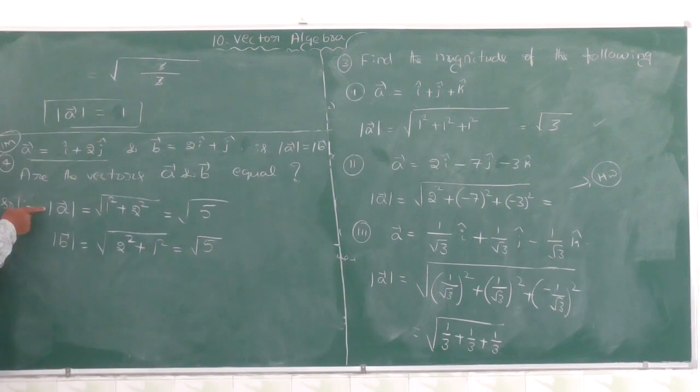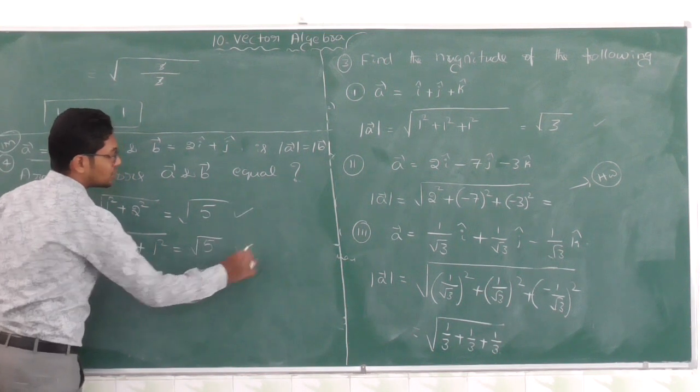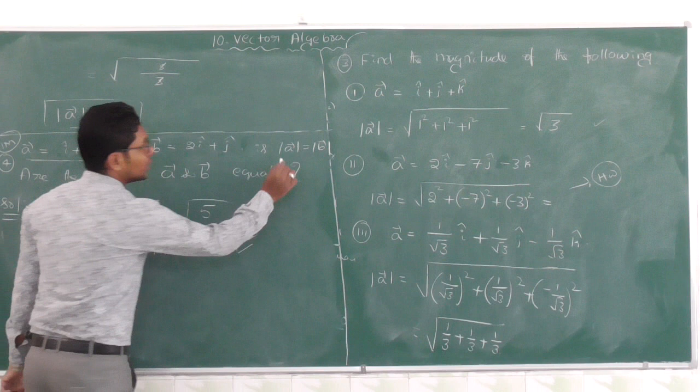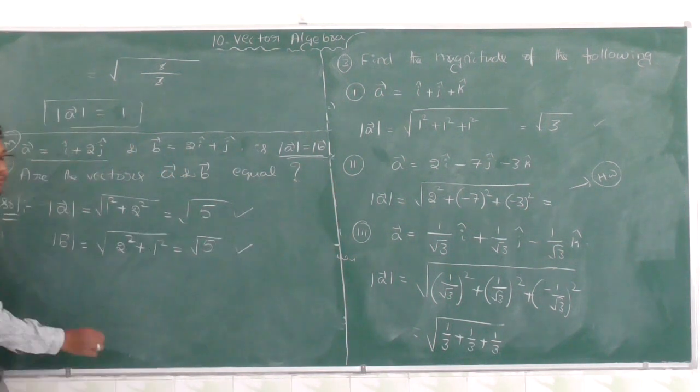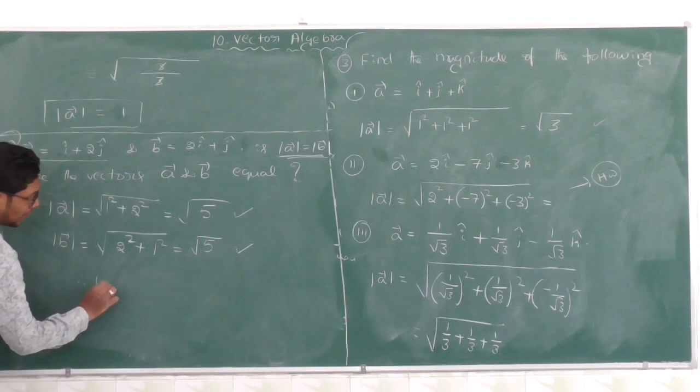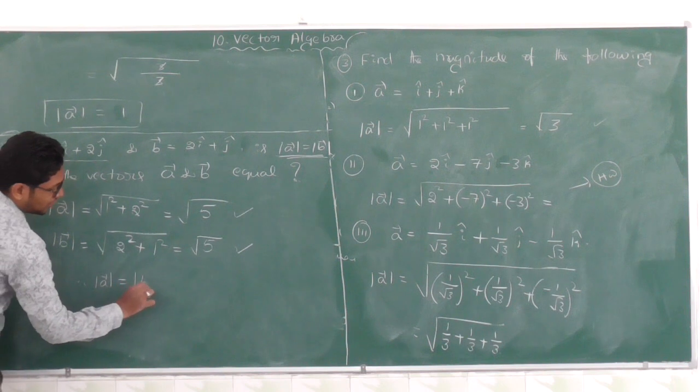Therefore, magnitude of A equals magnitude of B. Here also root 5, here also root 5.